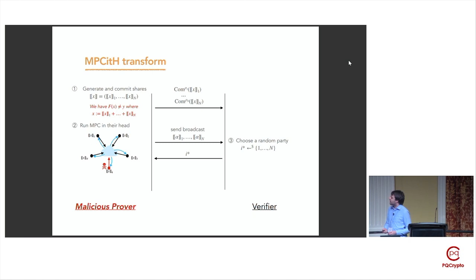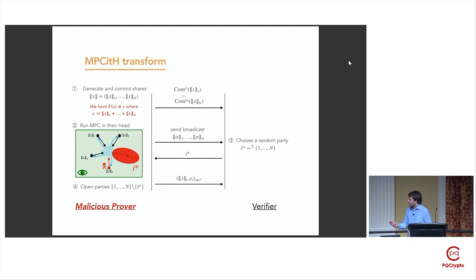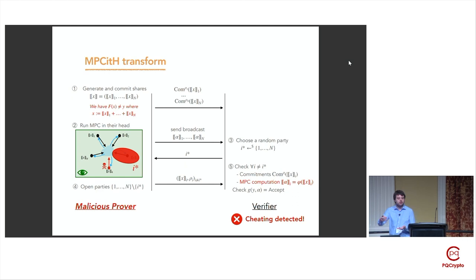But in this case, the verifier will, as previously, choose a random party, and the malicious prover needs to send all the computation of all the parties except the hidden one. But if the cheating party, the corrupted party, is revealed, the verifier will detect the cheating because he will recompute everything for all the revealed parties, and he will see the cheating. So he will reject. The only way a malicious prover can convince a verifier is when the verifier has to reveal all the parties except the cheating one. And this event occurs with probability 1 over the number of parties, 1 over n in this case.